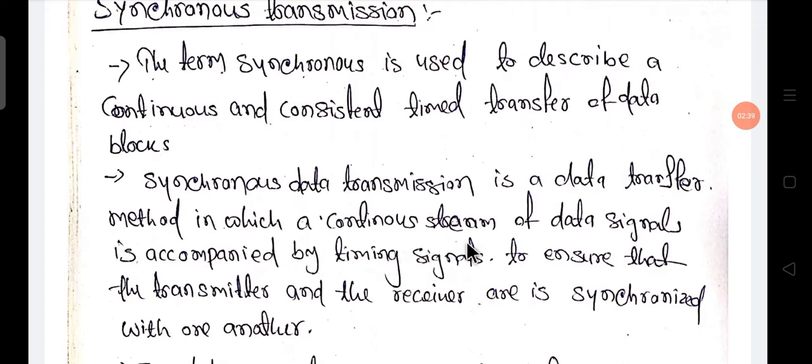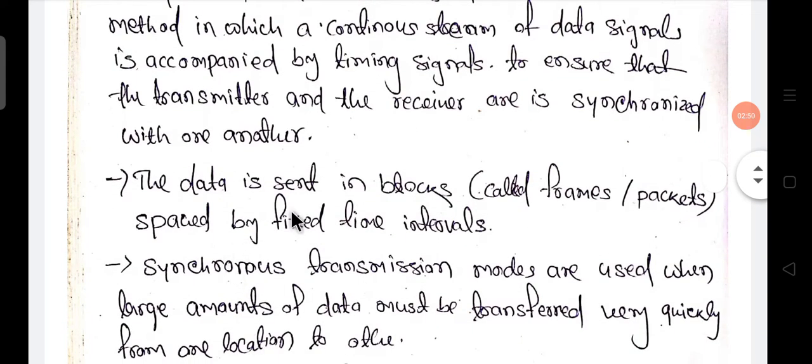This method uses a continuous time signal. The data signal is accompanied by the time signal to ensure that the transmitter and the receiver are synchronized with one another. The data is sent in blocks, which are called frames or packets, and these packets or frames are separated by a fixed time interval.